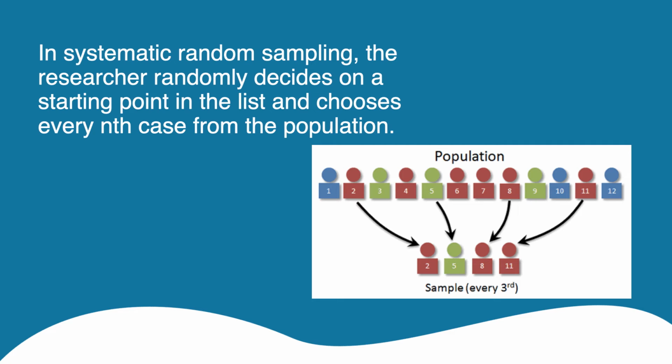If you use this technique, it is important to make sure that there is no hidden pattern in the list that might skew the sample. For example, if the HR database groups employees by team and team members are listed in order of seniority, there is a risk that your interval might skip over people in junior roles, resulting in a sample that is skewed towards senior employees.